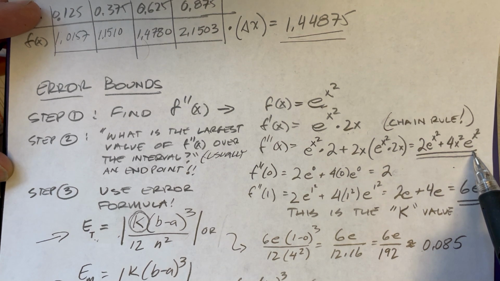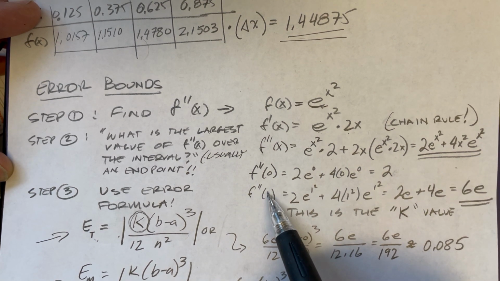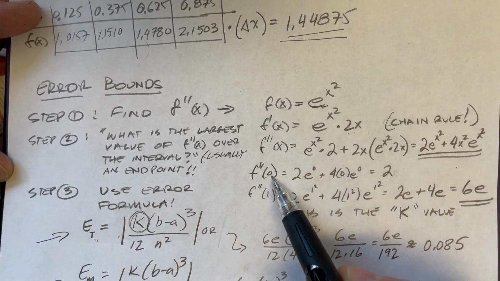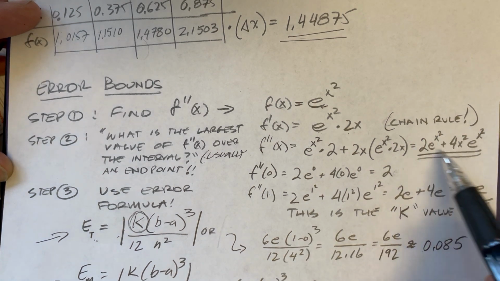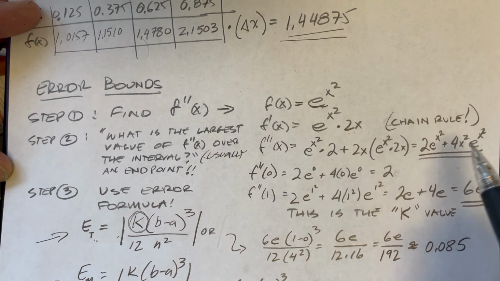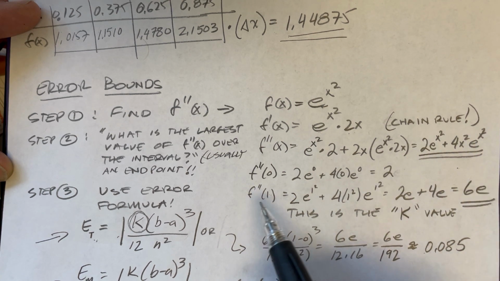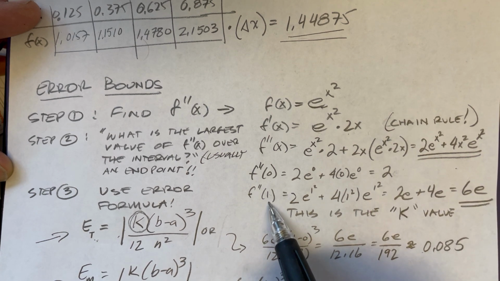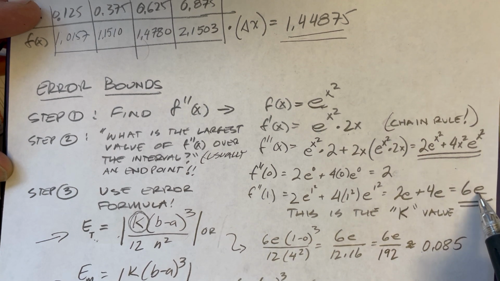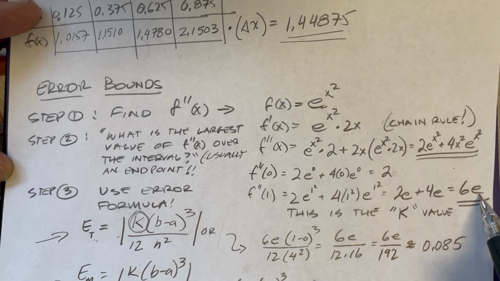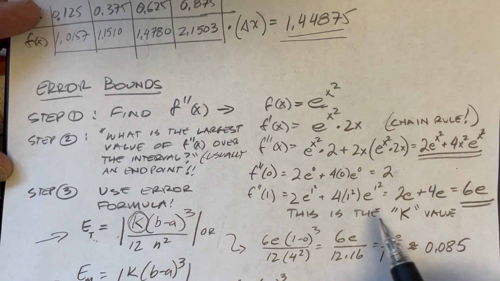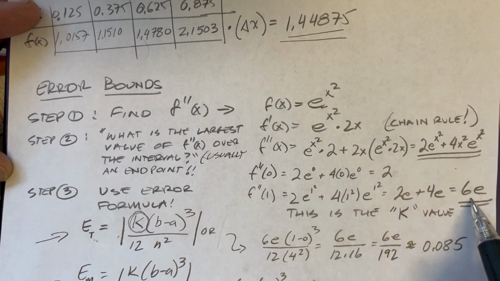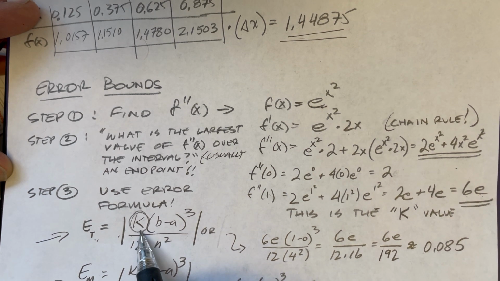Now, if I plug in my two endpoints, you could certainly graph this on a calculator, look at the pretty picture, and you'll see that it's increasing as x increases. So my 0 starts off at 2, and my 1 value gives me 6 times e. So something around 16-ish, 15, 16. e is slightly less than 3. So I know that my k value is going to be 6e at the very greatest. So that's what goes in right here.